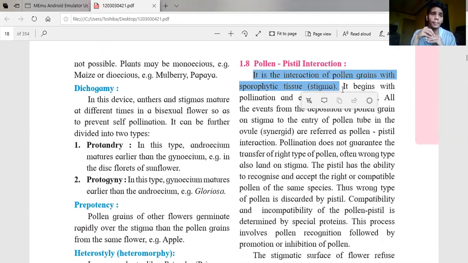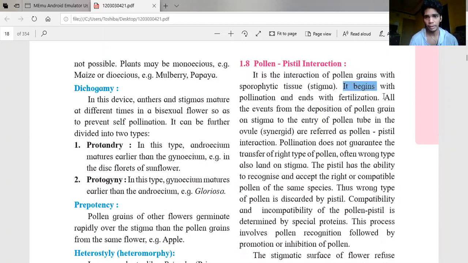Because of that, what happens? Pollen grains get deposited over here for a longer time. It begins with the pollination and ends with the fertilization. So these are the two. Once the pollen gets deposited, it starts with the pollination and it ends with the fertilization.